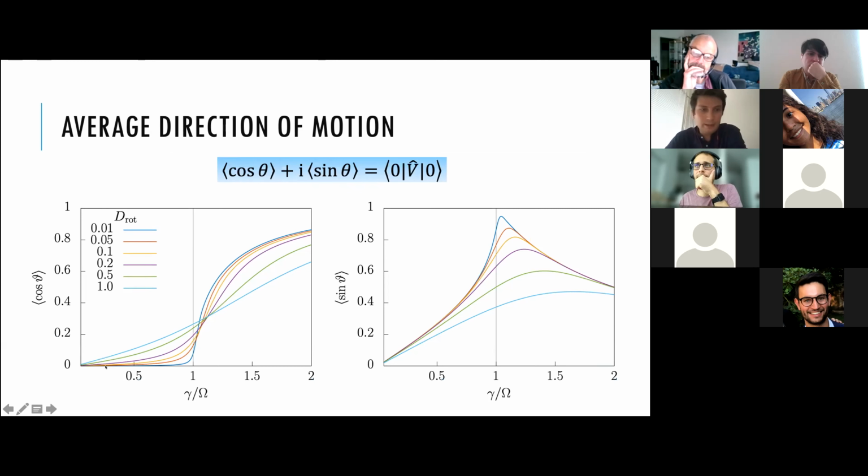We see, interestingly, that for cosine there is an interesting dependence on gamma: at gamma to omega equal to 1, there is a transition, and it depends on noise.